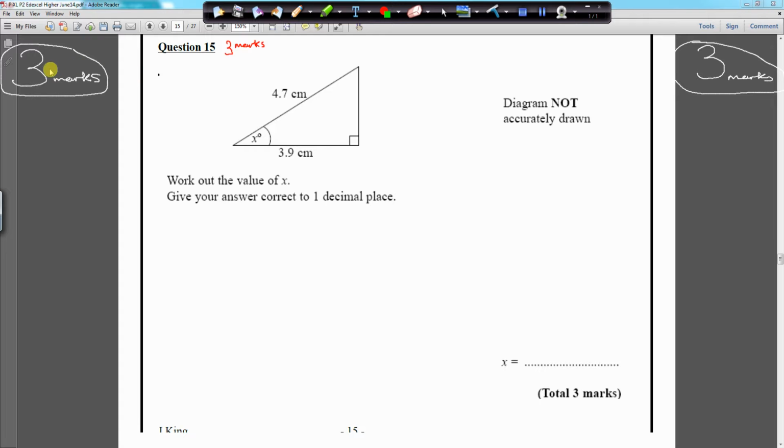This one question is worth 3 marks. Nice, 3 marks, a question to do with trigonometry, SOHCAHTOA. So without any further ado, let's quickly launch ourselves into this question. Whenever it says work out the value of x, we've got to work out an angle here. Here's the angle, so we have to work out this angle. It says give your answer correct to 1 decimal place, so we're going to be using a calculator for this question.